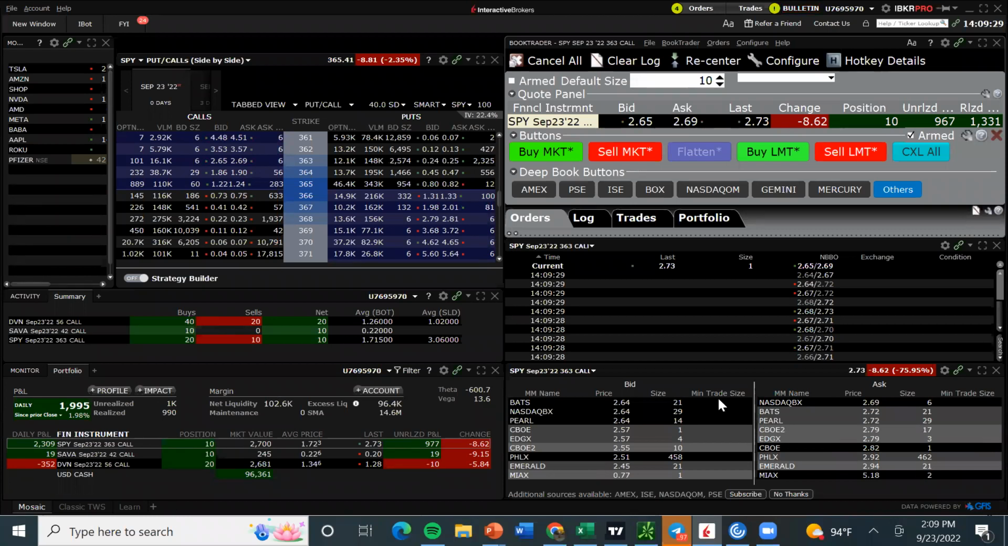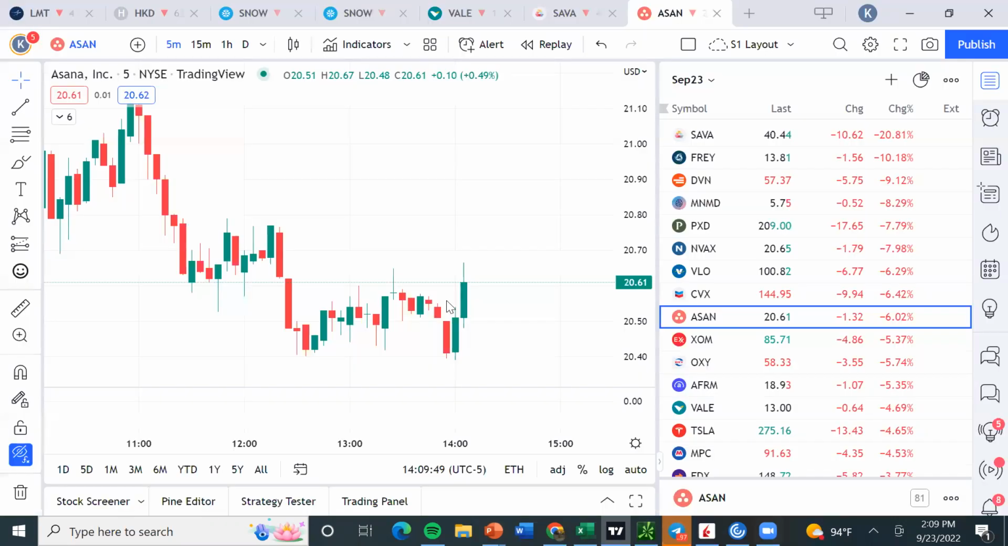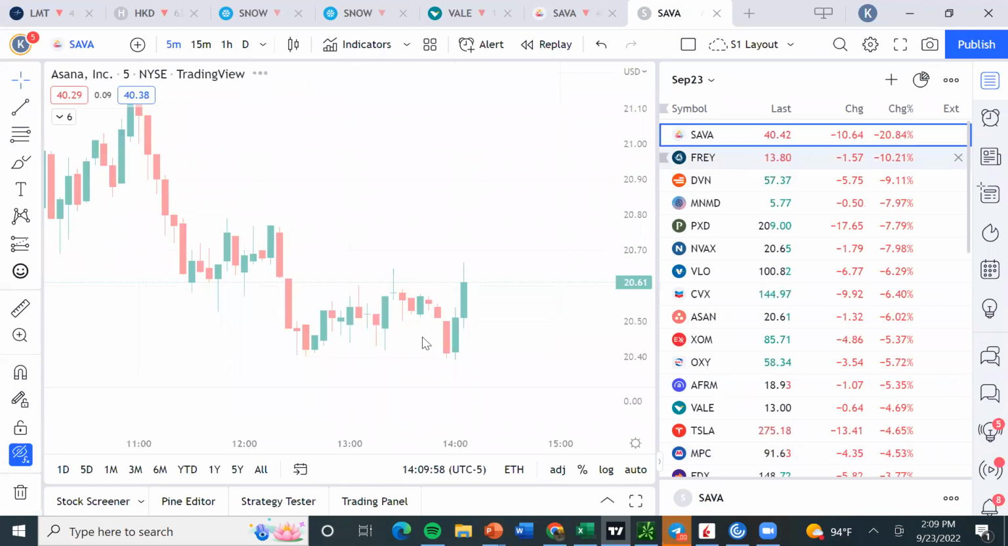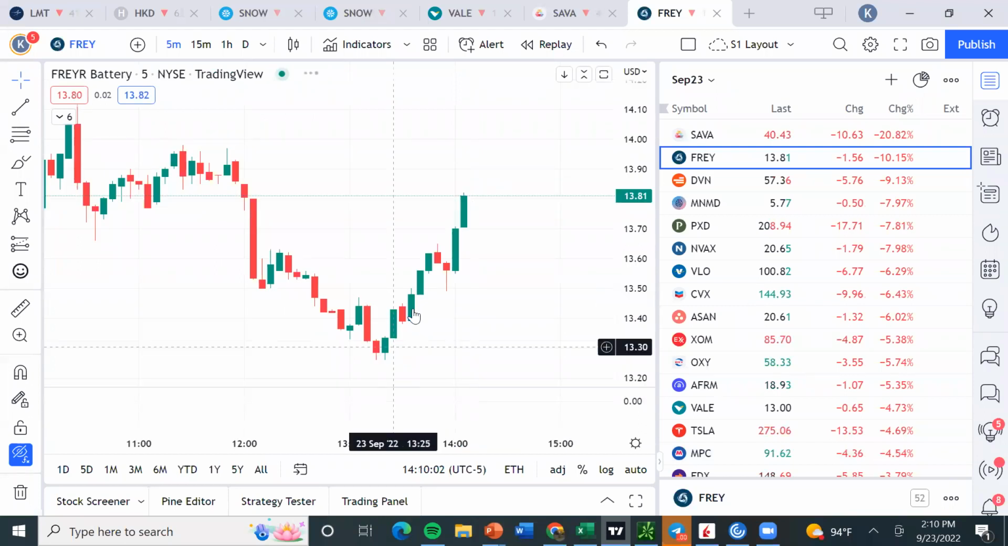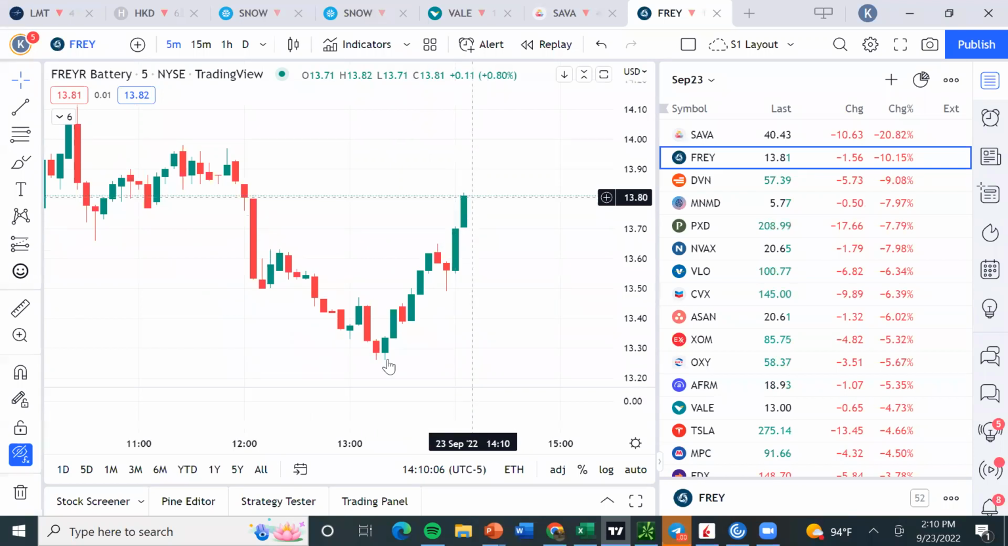Dividend is moving good, but why the ticker? Right, you can see some. FREY is also moving good. You can see that it moved from here to here. If you bought a 13 call or 14 call, we'd have made some good money.